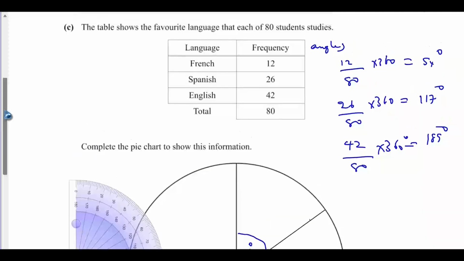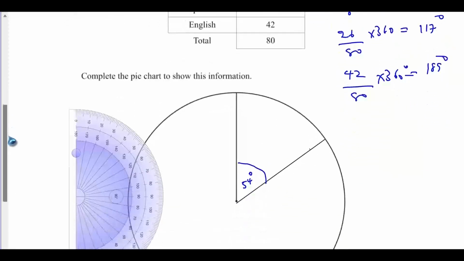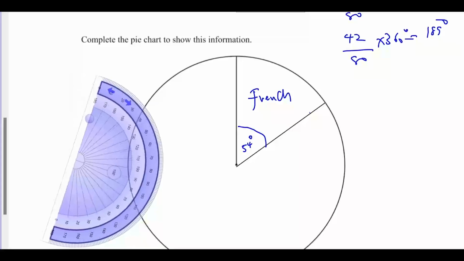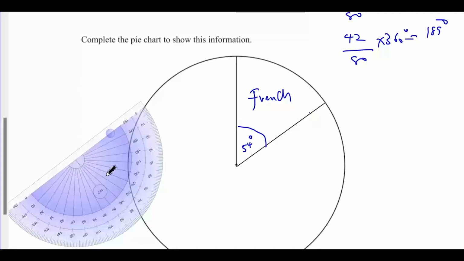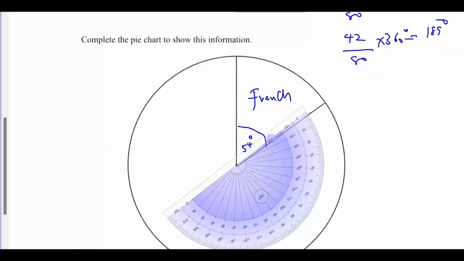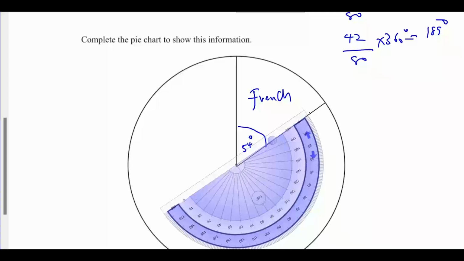So let's see, the first one is French. So then you can measure Spanish. Okay. So this is French. And write French here. So you take your protractor as well. So let's rotate it again. So we want to measure another one. So that will be 117. Okay, the center here again. Then you adjust this very well.